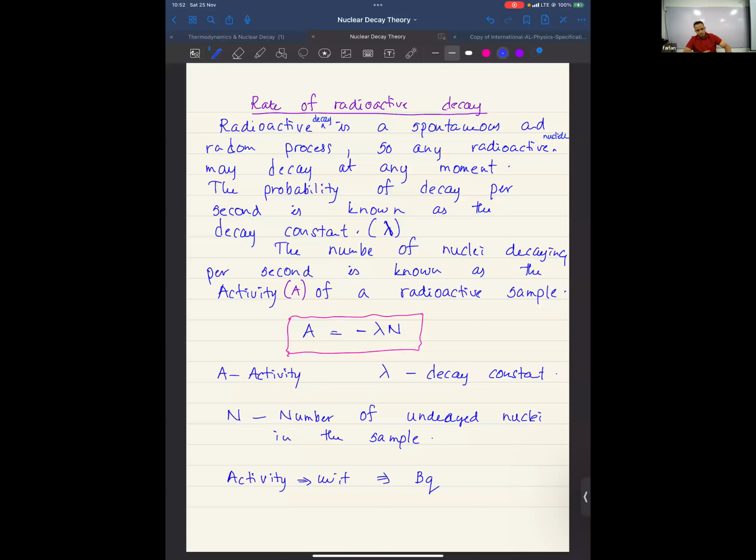So guys, the equation which connects A and lambda is A equals minus lambda N. A is the activity, lambda is the decay constant, and N is the number of undecayed nuclei in the sample.